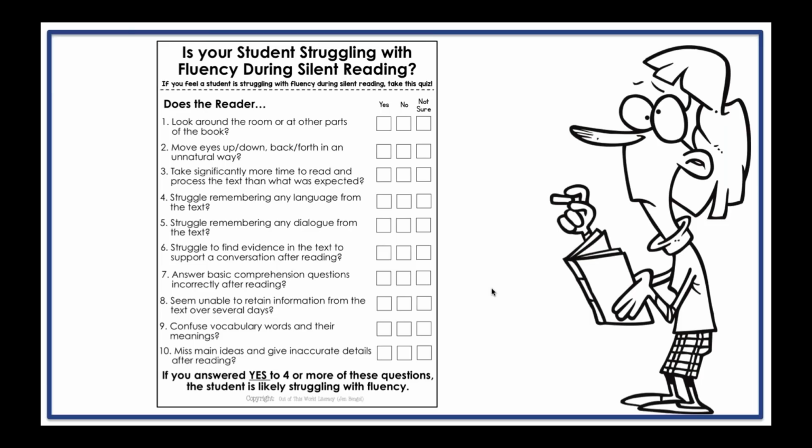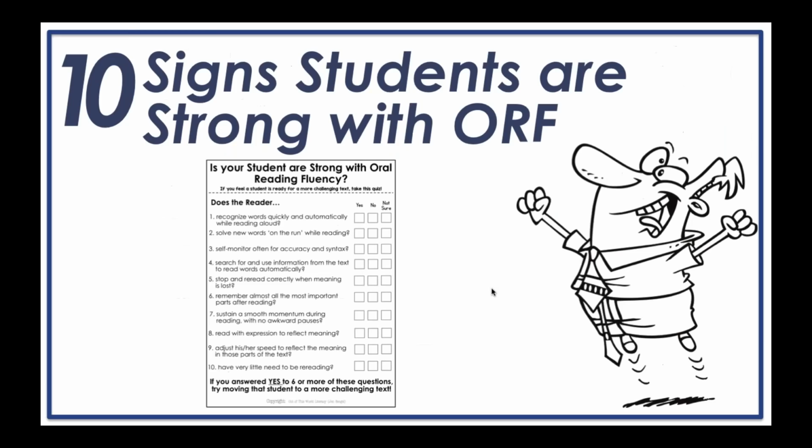If they miss the main ideas and give you inaccurate details after reading, that's another big sign. So if you say yes to 4 or more of these when you're thinking about a specific student and you're on the fence about whether they're struggling with silent reading or not, pay attention, notice these things. If you have a yes to 4 or more, you're going to need to do some more fluency instruction and modeling for them for sure.